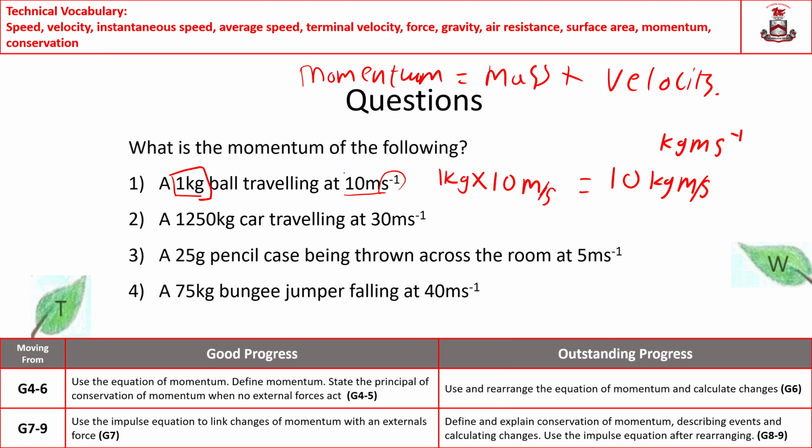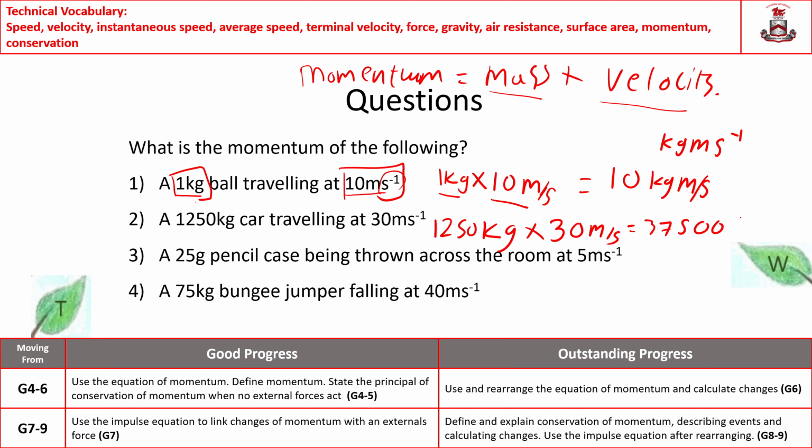So in this case, we've got a 1250 kilogram car that is traveling at 30 meters per second. So my car has a mass of 1250 kilograms, and it is traveling at 30 meters per second. So 1250 times by 30 equals 37500 kilogram meters per second. So let's have a look. A 25-gram pencil case being thrown across the room at 5 meters per second.